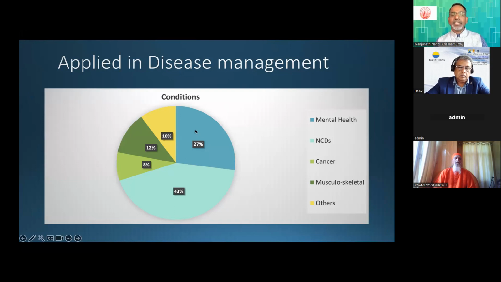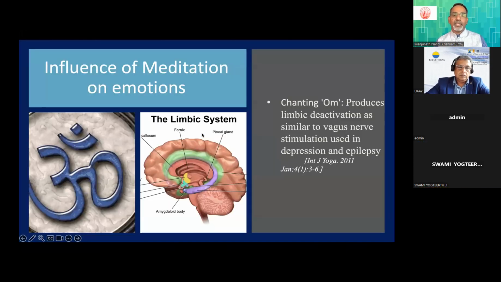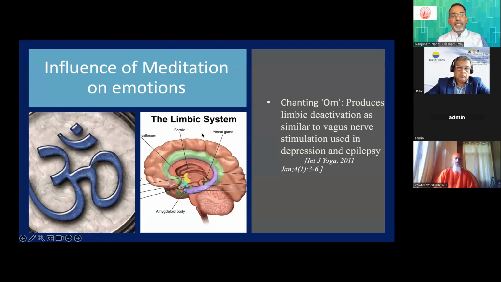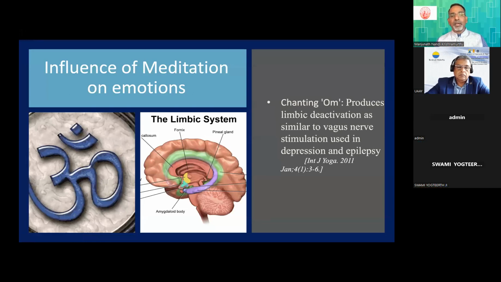And we have seen its use extensively during COVID. These are some additional facts looking at individual components of meditation. There were studies done on various aspects such as Om meditation. This suggested that it induces limbic deactivation, similar to vagus nerve stimulation used in depression and epilepsy. So probably if we just repeat the syllable Om, that can have a profound effect on the limbic system.